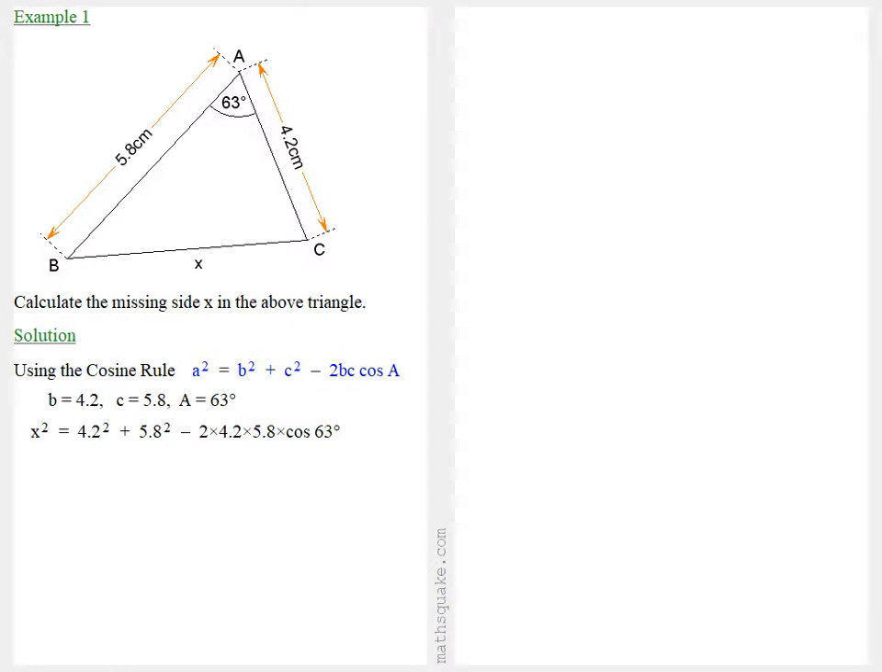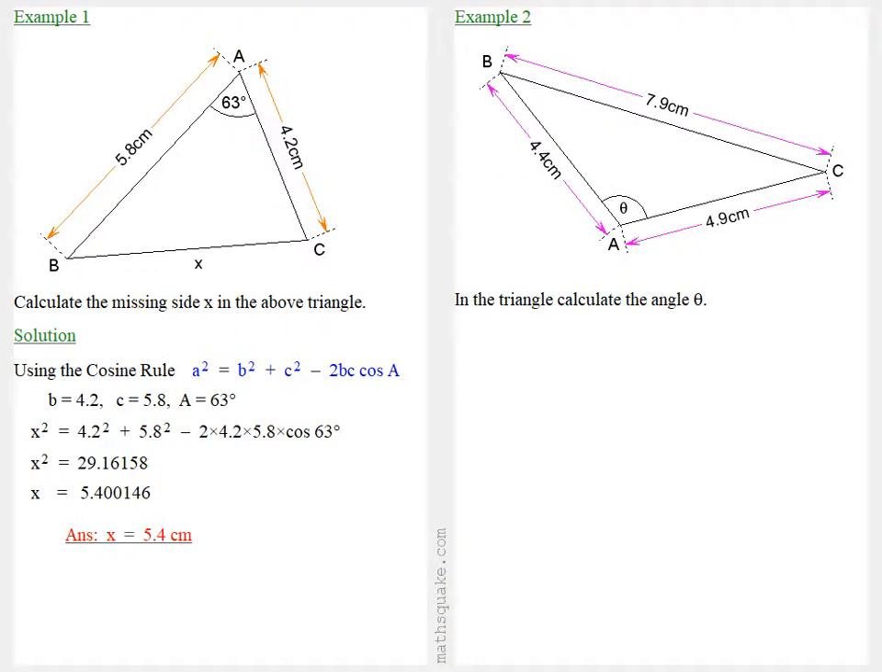which when we type it into a calculator gives us x squared is equal to 29.16158, and when we take the square root we get x is equal to 5.400146. So giving our answer to one decimal place, we get x is equal to 5.4 centimetres.